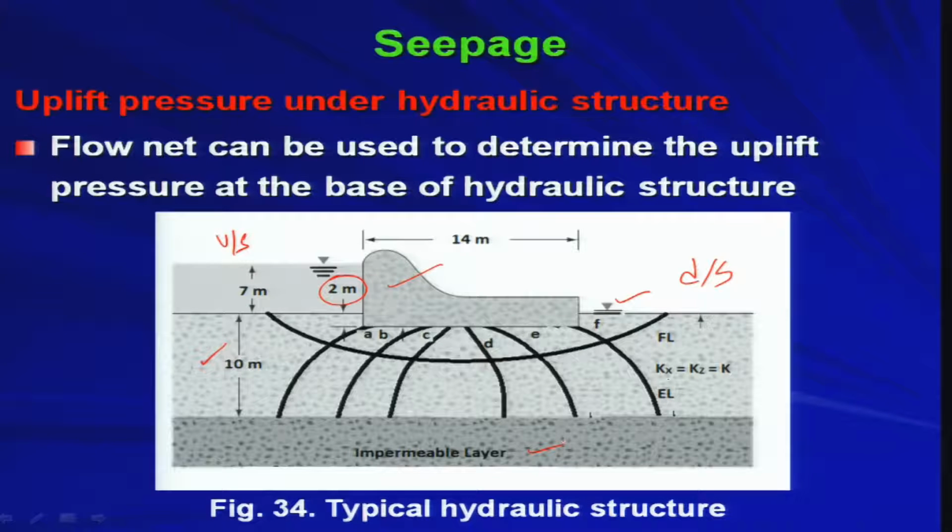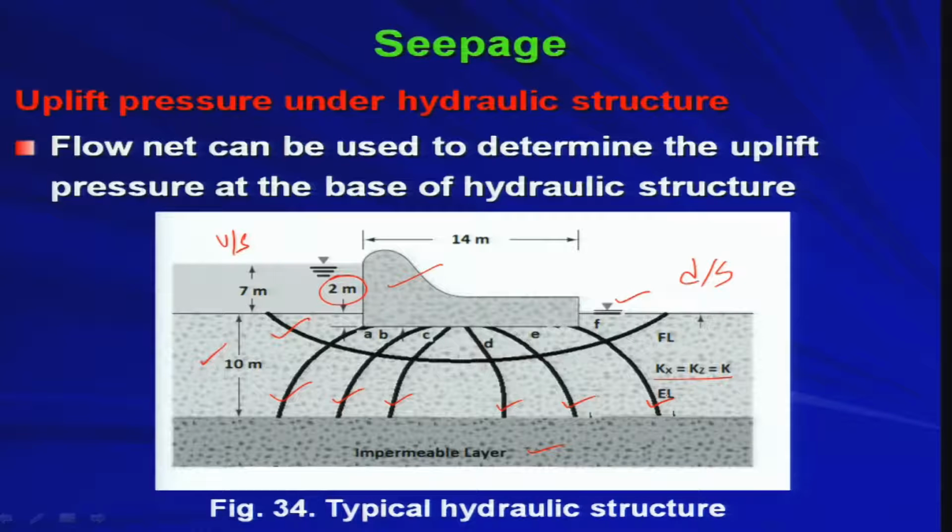Now, we are considering the soil is isotropic with respect to the flow, that means kx equal to kz equal to k. Now, we are constructing the flow net. We can construct the flow net by following the philosophy for constructing the flow net. Now, this is nothing but one of the flow lines, whereas these are all your equipotential lines.